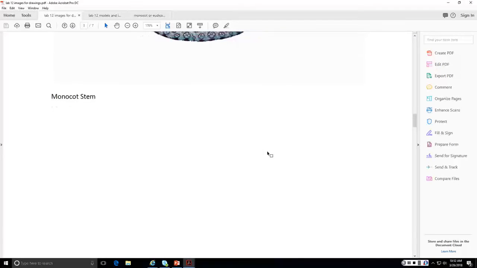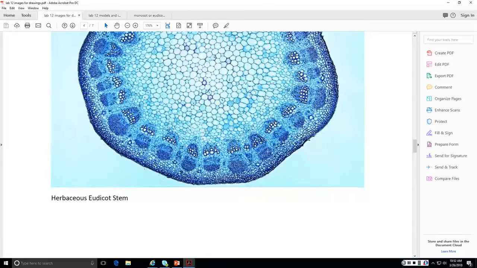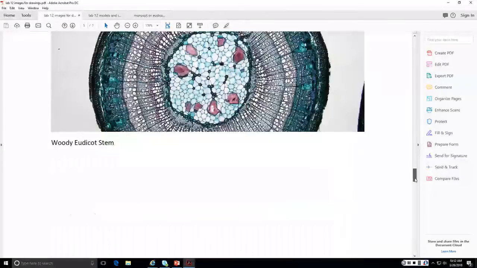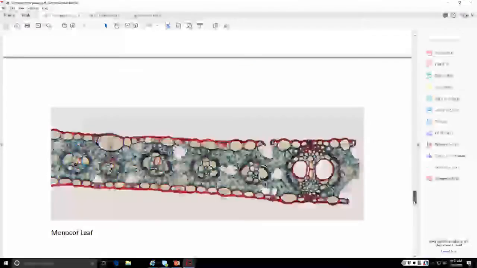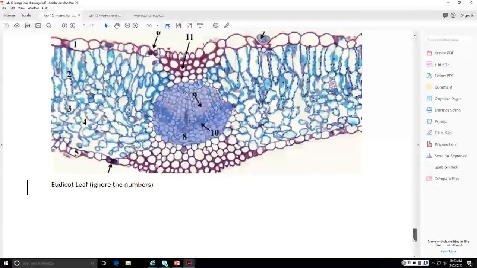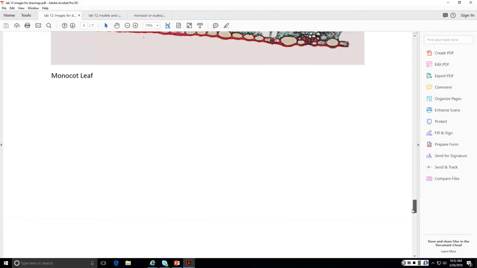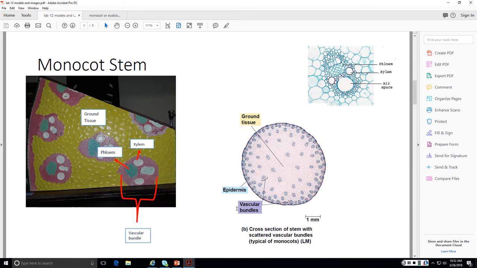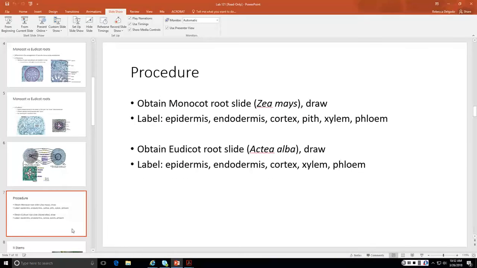We have our Monocot stem, our herbaceous Eudicot stem, our woody Eudicot stem, our Monocot leaf, and our Eudicot leaf. So all of these things we're doing drawings of. So that's the document you're using for that. Oops, I'm ahead of myself here.